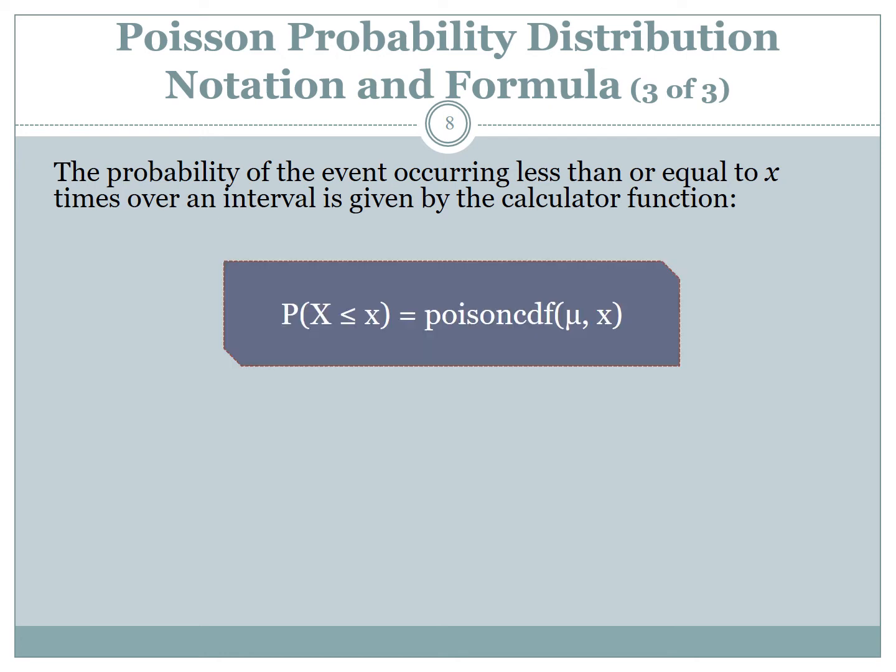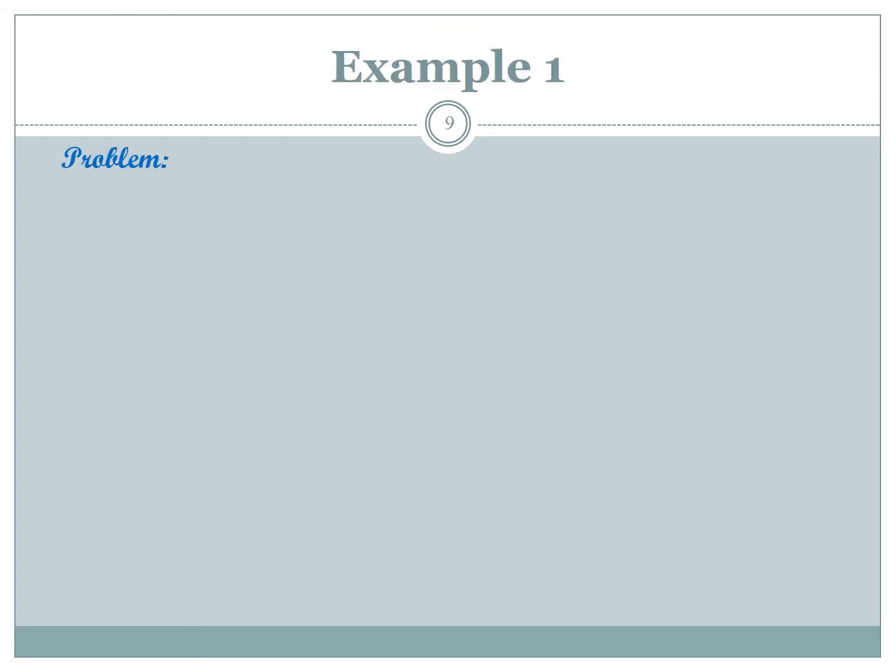So let's talk about another formula. And this time it's called Poisson CDF. The Poisson CDF is used if you're trying to determine the probability of the event occurring less than or equal to x times over the same interval. And the formula is the probability that big X is less than or equal to x is equal to Poisson CDF of mu comma x. So now we're ready for an example.